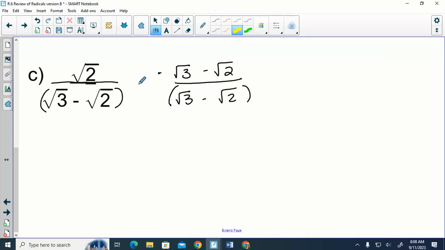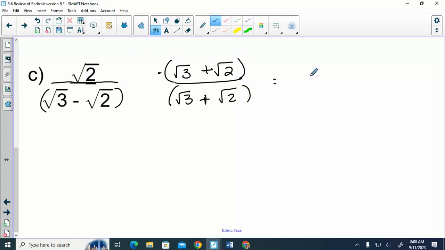So basically what we need is, for when we FOIL, we want that middle term to drop out, right? That happens when you multiply by what's called the conjugate, which is the same thing except you change the sign in the middle. So since this one was a minus, I'm going to multiply by the plus. All right, we have to distribute.